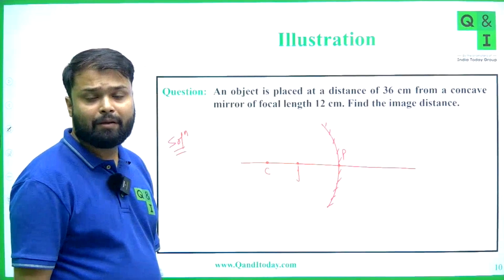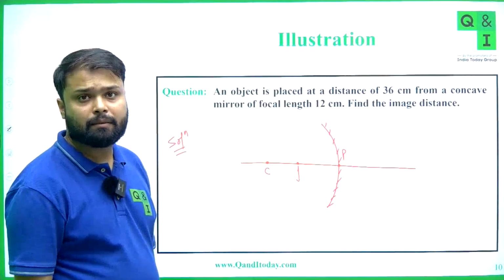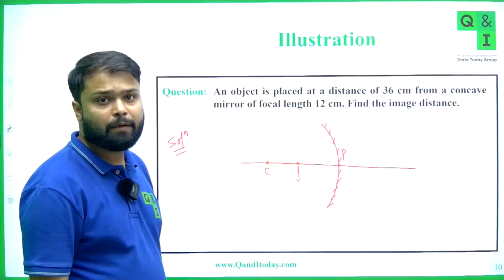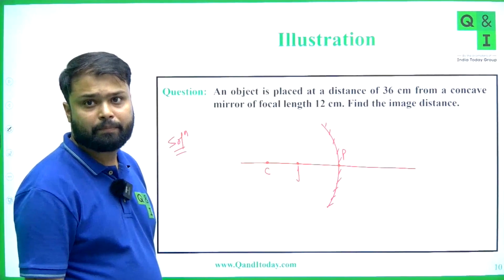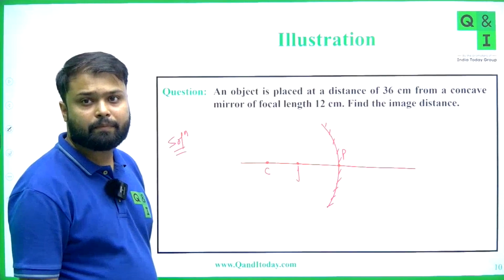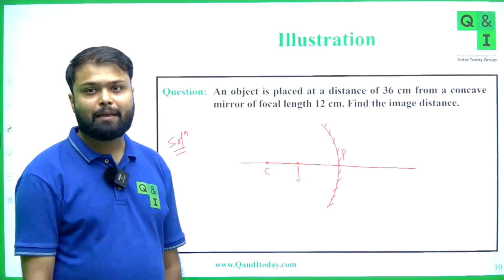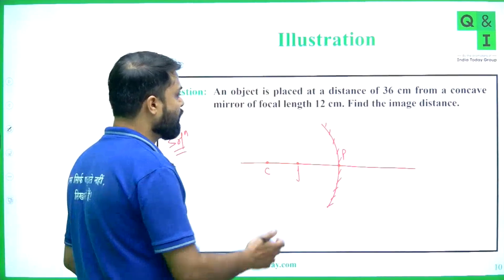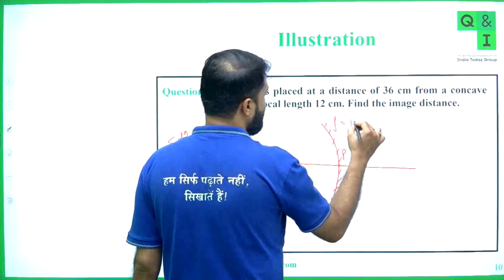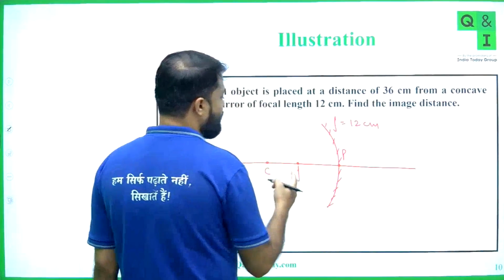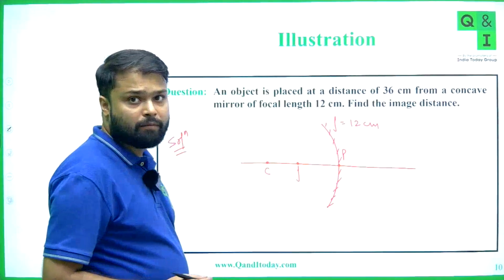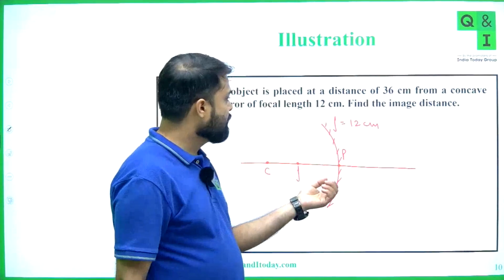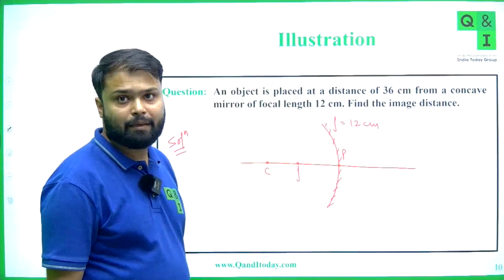Anyone getting the answer? What is the image distance? Anyone? Yes, tell me. Anyone with the answer? Okay. Now given focal length is 12 centimeter. Now for concave mirror, is f negative or positive?